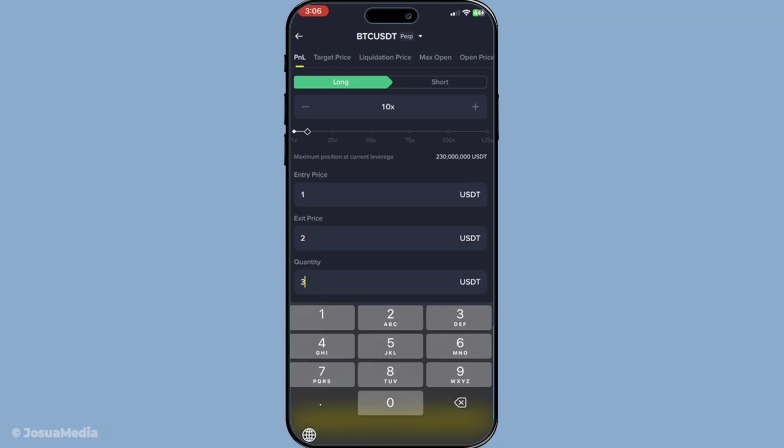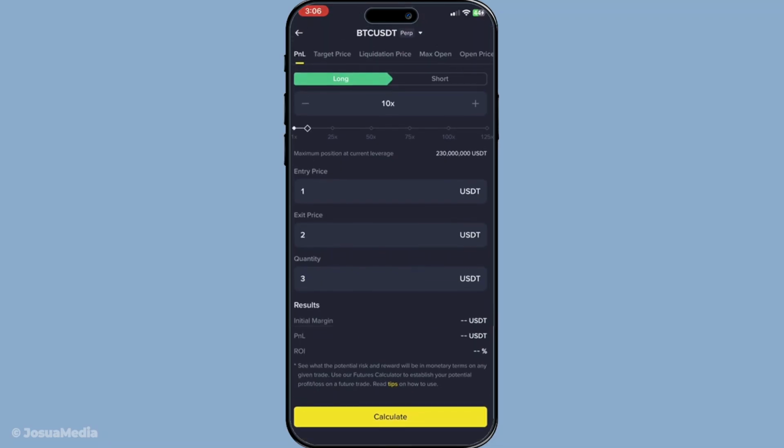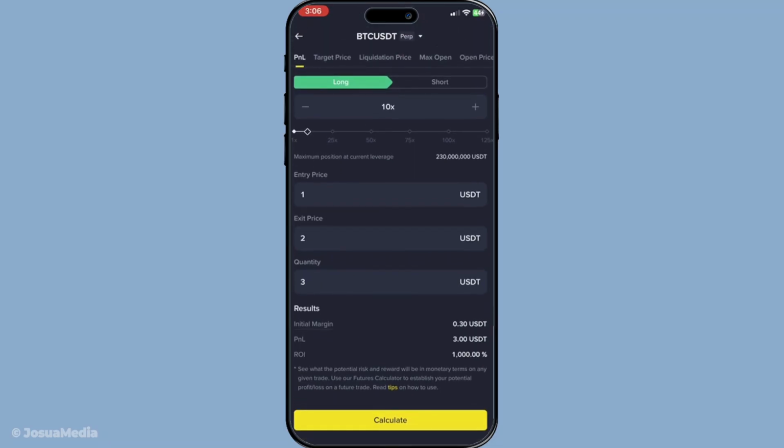And there you have it. With the Binance Futures Calculator on your mobile app, you can effortlessly manage your futures trades by understanding your profit margins, potential market entry and exit points, and the risks associated with liquidation, all with a few simple taps on your screen.